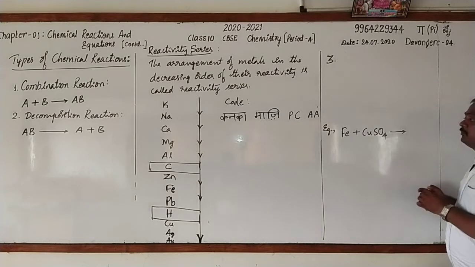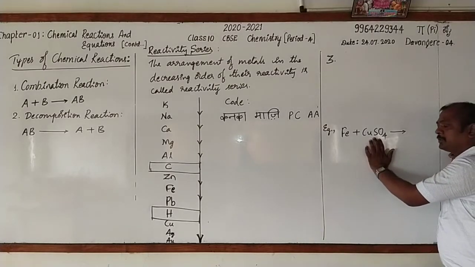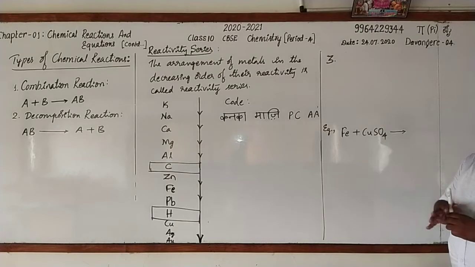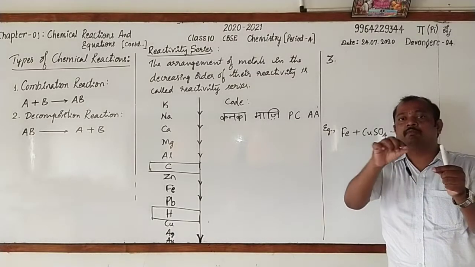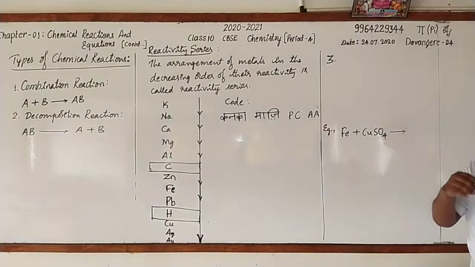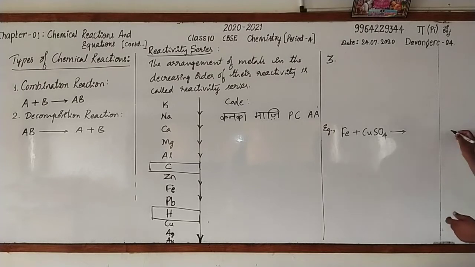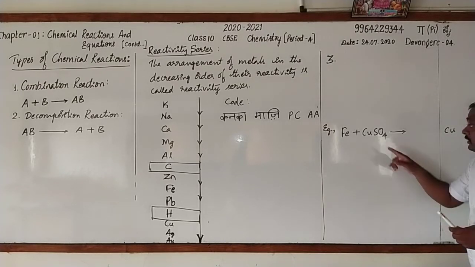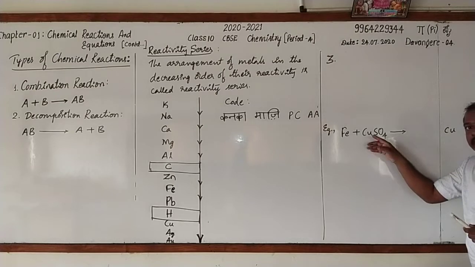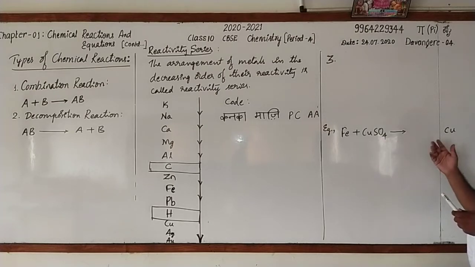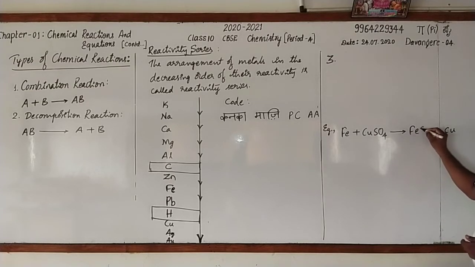What happens when iron is kept in the copper sulfate solution? When you observe after some time, you can see that there will be a brown coating on the iron nail, which I learnt in the previous class. I am making you recall the same. That brown color coating is nothing but Cu. Then this sky blue color solution turns pale green. What is that? You are right. This is FeSO4. Is it not?